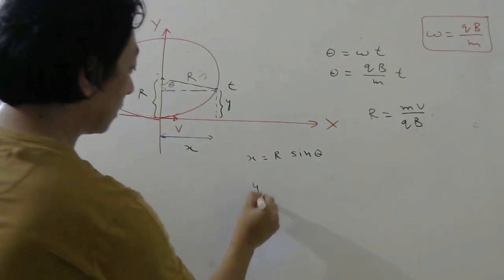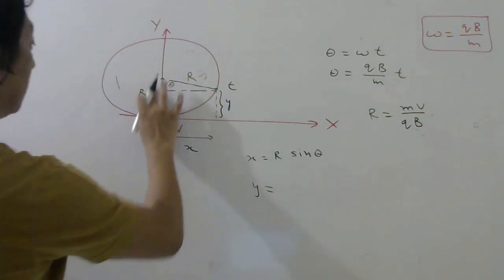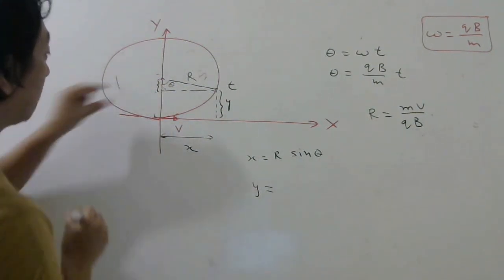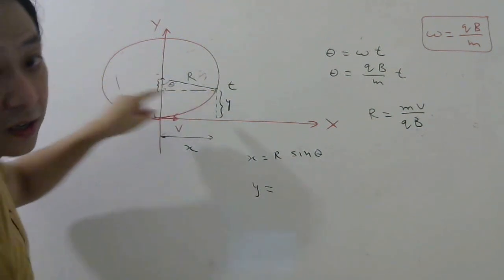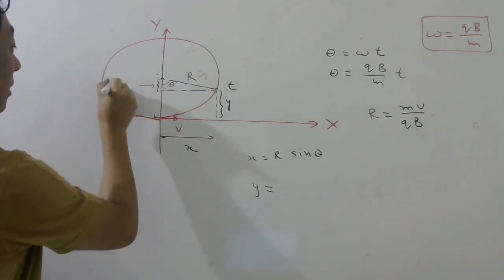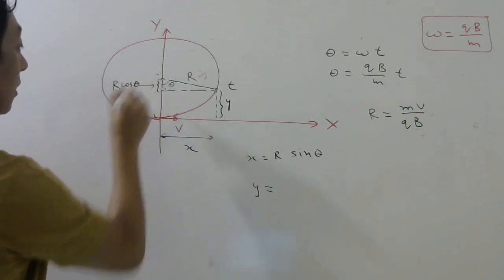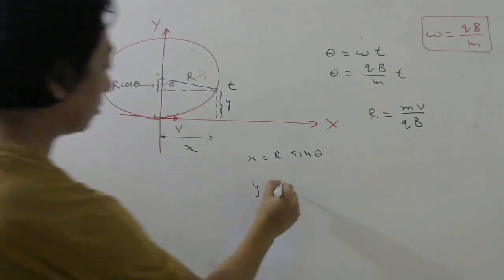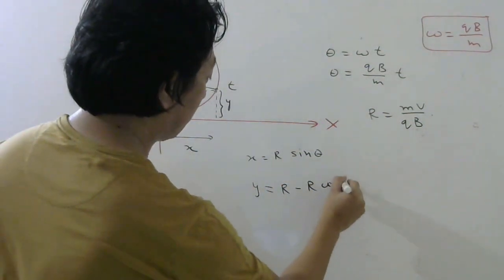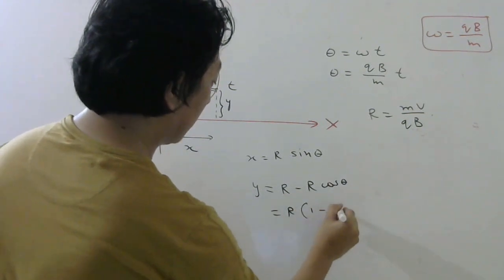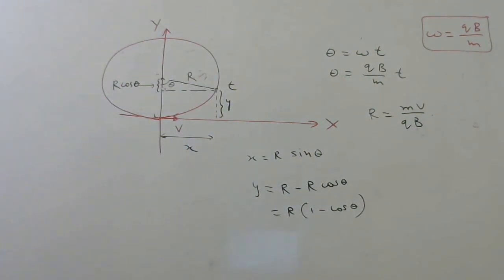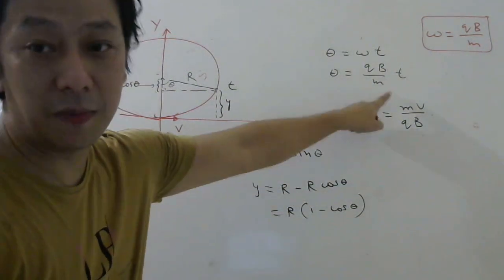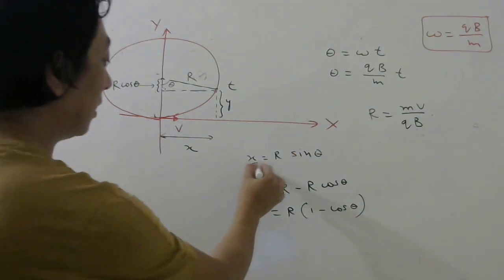What about y? Now look here. This whole thing is the radius. What is this part, if I ask only this part? This is the adjacent side of this triangle, so this adjacent side will be r, the hypotenuse, times cos theta. This whole thing is the radius, so from the radius, if you subtract this, you will get this. So this will be radius minus radius cos theta, so r common, 1 minus cos theta. In the previous problem, theta was 30 degrees. Radius you calculate using this formula, m by q was given. So you can find the x coordinate and y coordinate.